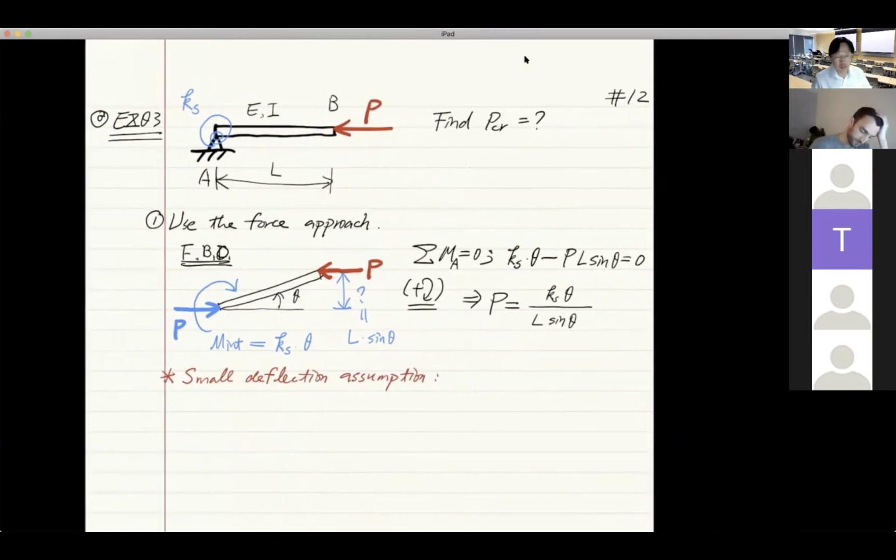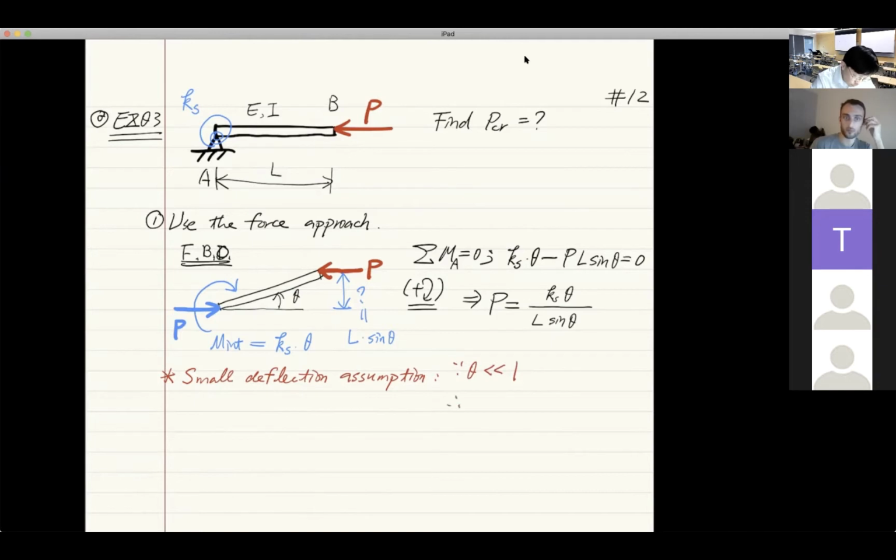In the small deflection assumption, for any kind of deflection we use theta, sometimes delta, or sometimes x. It makes no difference when we apply the small deflection assumption. It doesn't matter what variable you use. But the point is, first, because theta in this case is much less than 1. It's not much less than 0, but it's much less than 1.